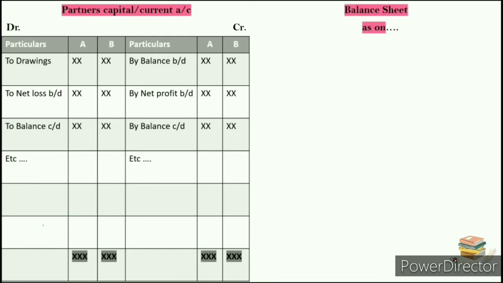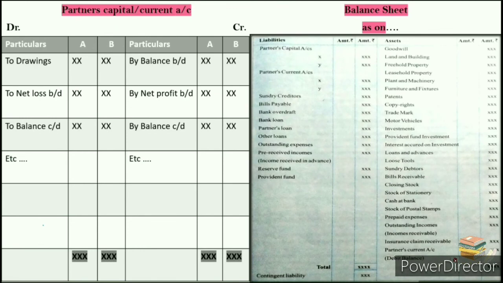Balance sheet as on. So the balance sheet also has a T-shaped format, but instead of particulars, on the left hand side liabilities and on the right hand side assets are mentioned. All the liabilities are to be written on the left hand side and all the assets, fixed assets and current assets, are written on the right hand side.